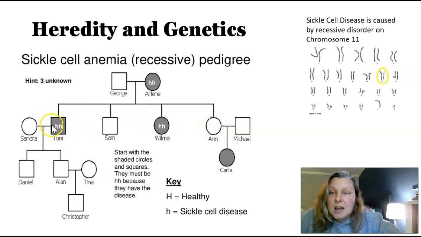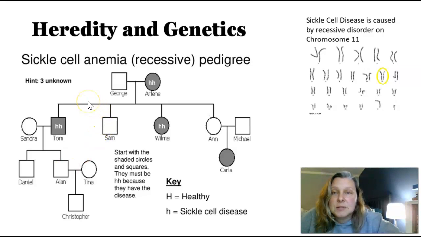You also see that they have married. Thomas married Sandra, and they had offspring. And then Anne married Michael, and they also had offspring. Anne's offspring, Carla, also appears to have the sickle cell disease. So oftentimes we can look at the genetics of people like George or Sam or Michael and try to figure out what their genetics are so we can maybe figure out if Daniel and Alan are either carriers or if they don't have a chance of passing on sickle cell to their offspring.